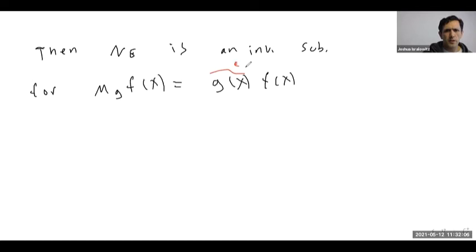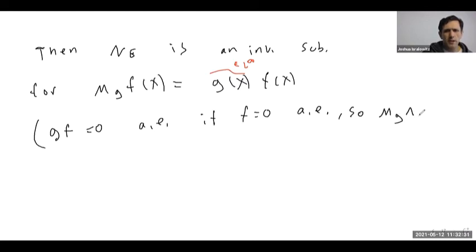Where this is an L infinity of 0 to 1. I mean, there's literally nothing to that. Gf is 0 almost everywhere if f equals 0 almost everywhere. So, yeah, M_G N_E is a subset of N_E. Right.